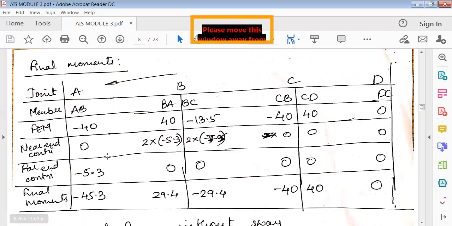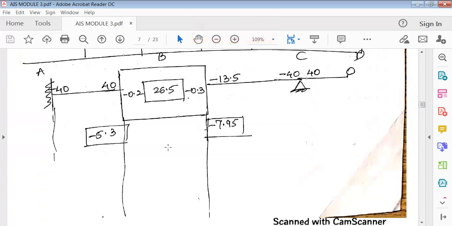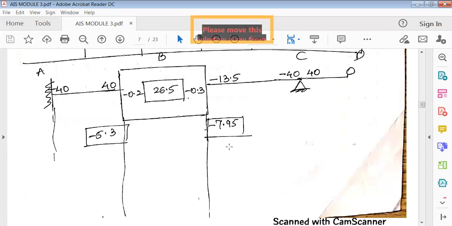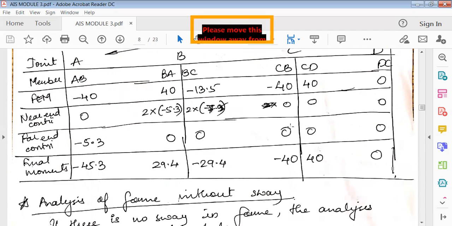Next, near end moment. So with respect to B, near end is this. With respect to C, far end. So you can see here near end moments will exist only at B. So it is 2 into this portion minus 5.3. This is 2 into 7.95. That's all. So these are the near end moments to B. You have to write here. Rest all becomes 0.